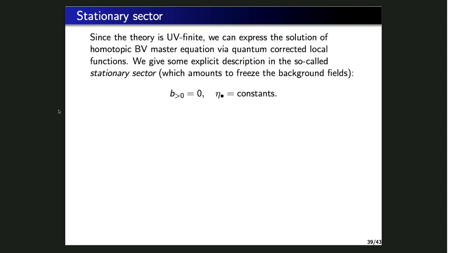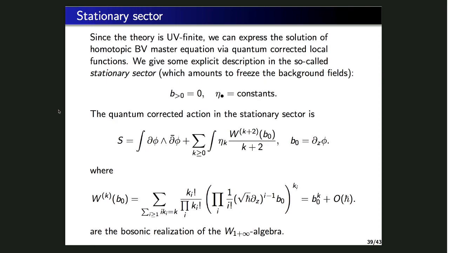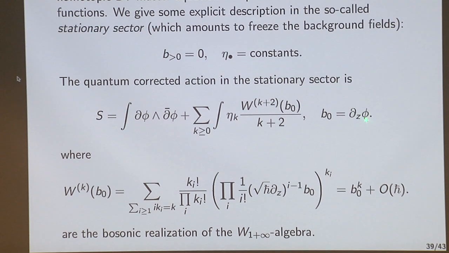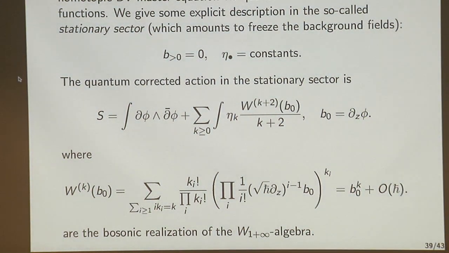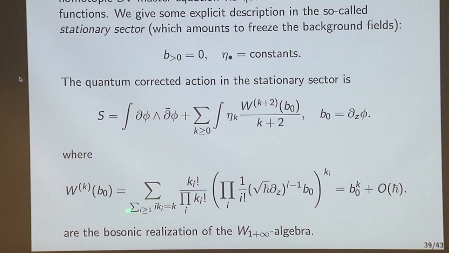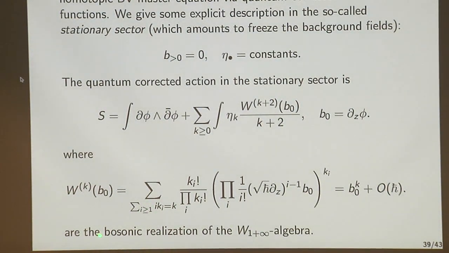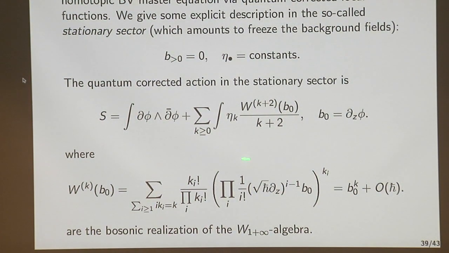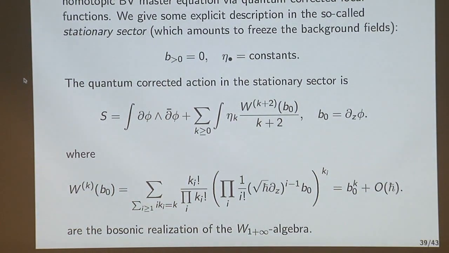In this so-called stationary sector, I can write down the action functional exactly as follows. The first part is the free boson. Then the interaction part for solving this B-model theory is given by something rather explicit as follows. The B0 is the first derivative of the bosonic field. That's why you have the OPE as the second order pole. And this WK is called the bosonic realization of the so-called W1+infinity algebra. It has this kind of complicated form, but in terms of fermions, it's very simple.